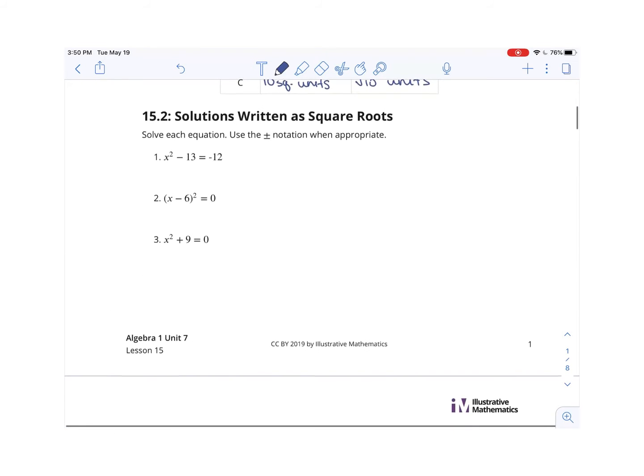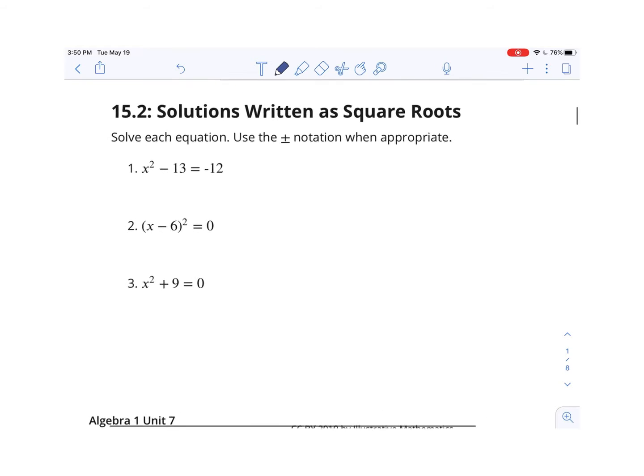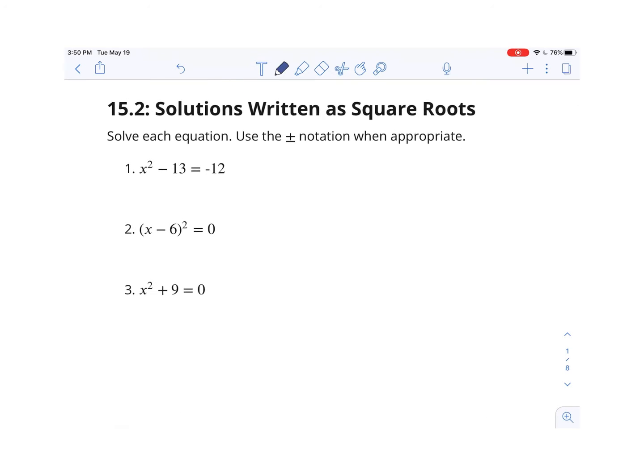All right, in 15.2, we're going to look at how we can continue to write solutions using square roots, using that radical symbol, and why we'd like to do that. So we're going to solve each equation, and we're going to use the plus minus notation when appropriate. When we talk about the plus minus notation, this is what we're talking about. It's like a plus sign and a minus sign right underneath it. And we're going to talk more about what that means.